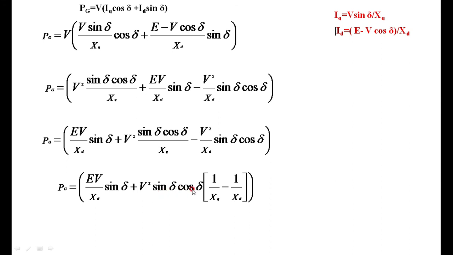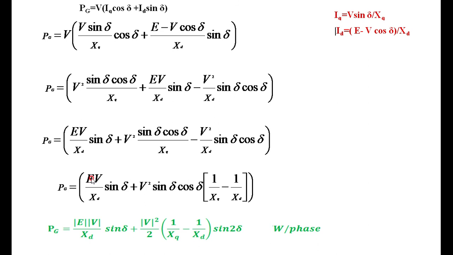Further, I know that sin delta cos delta is nothing but sin 2 delta by 2, that I am replacing here. Therefore, the power angle equation for salient pole machine has become EV by X_d sin delta plus V square by 2, because I am converting sin delta cos delta into sin 2 delta by 2, so that 2 is appearing here, V square by 2, 1 by x_q minus 1 by x_d into sin 2 delta. It is watts per phase. If you want 3 phase power, you have to multiply the whole term by 3, so that we are getting the total power.